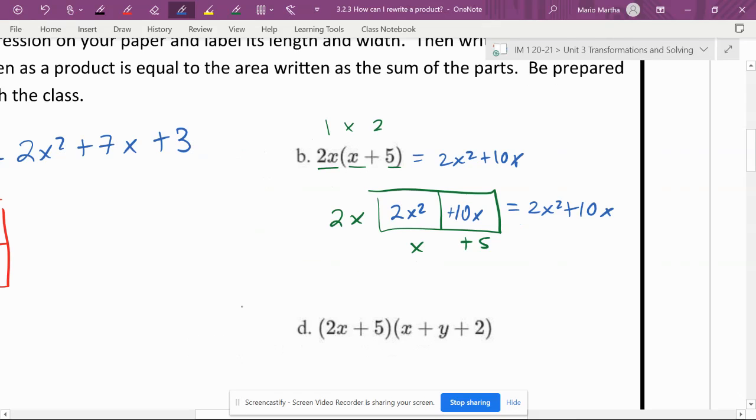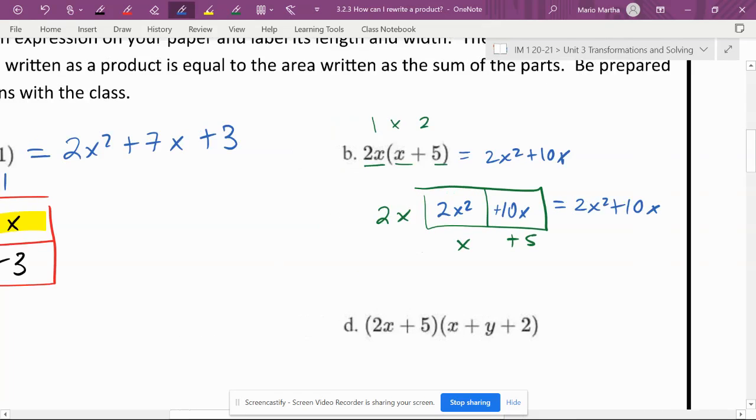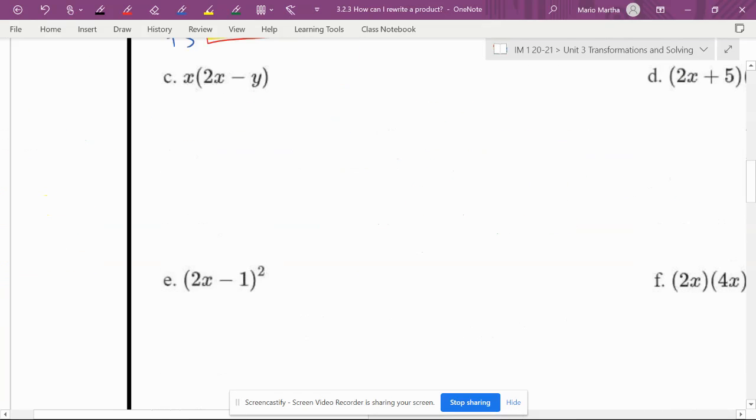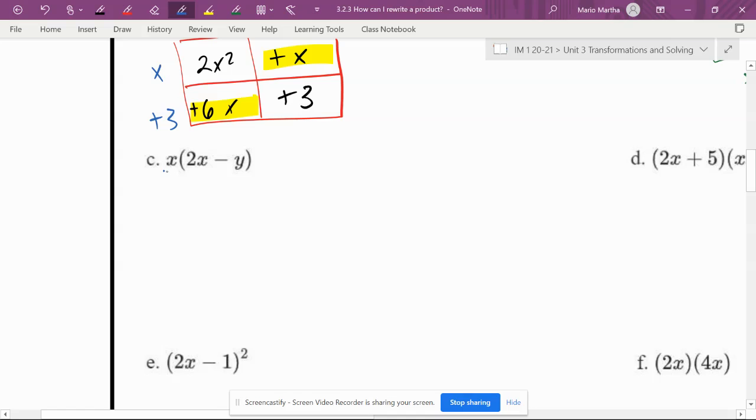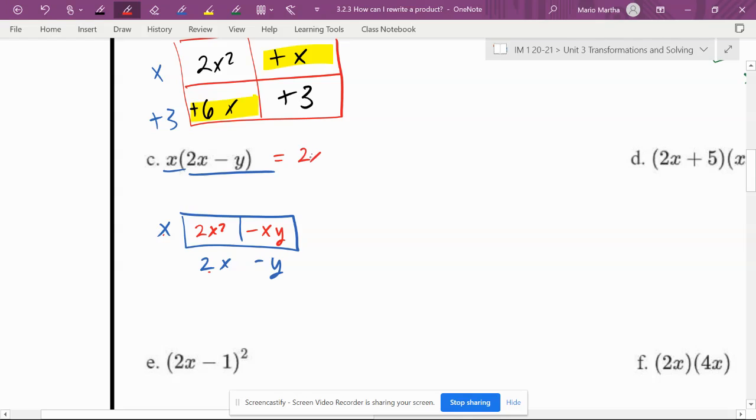All right, and then let's look at part B over here. Same thing, we do the same setup. This is a 1 by 2. So this would be x, and then 2x minus y. Multiply it out, right? X times 2x gives us 2x squared. X times negative y is negative xy. So this would be equal to 2x squared minus xy.